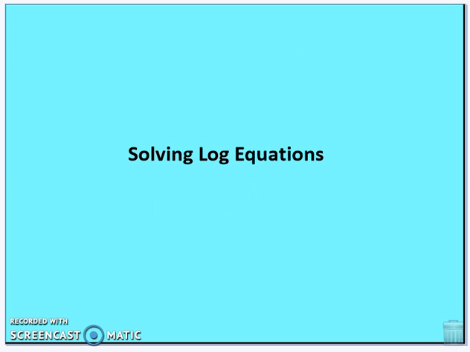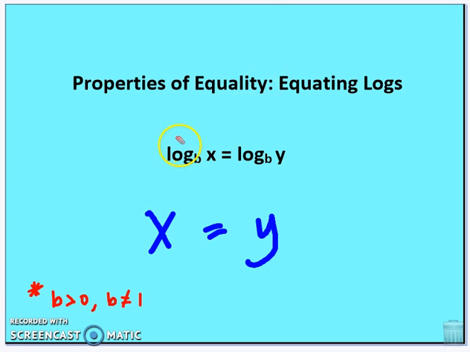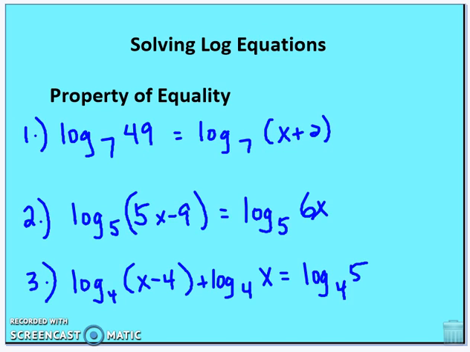All right, solving log equations, we're going to go through this quickly. There are really two strategies we're going to use: equating logs and exponentiating logs. Equating logs, properties of equality. If I have log base b of x equal to log base b of y, I can say that x is equal to y when b is greater than 0 and b can't be equal to 1. All right, so property of equality, log base 7 of 49 is equal to log base 7 of x. x is equal to 49. I'm going to give you a couple of problems, and we're going to come back and check your work.